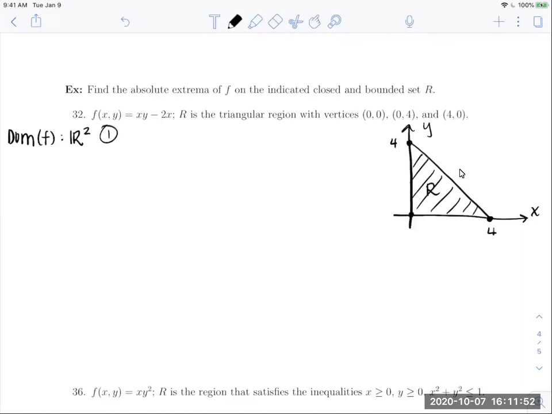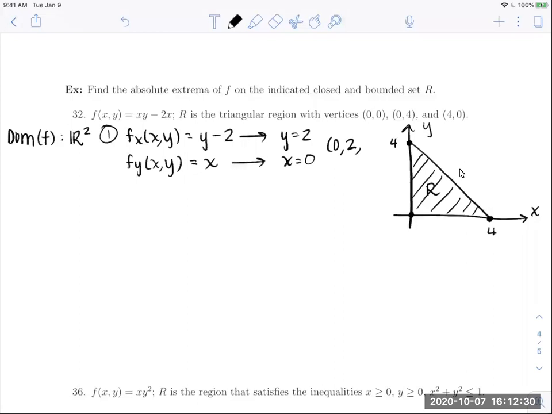I want to find any possible critical points in the interior of this triangle. So to do that, I'm going to take both first partials, starting with f sub x. That derivative is y minus 2. So this is nice because when I set it equal to 0, I can quickly solve y equals 2. Let's also take the partial with respect to y. So that's going to give me x. And again, this is easy to solve for. I get x equals 0.